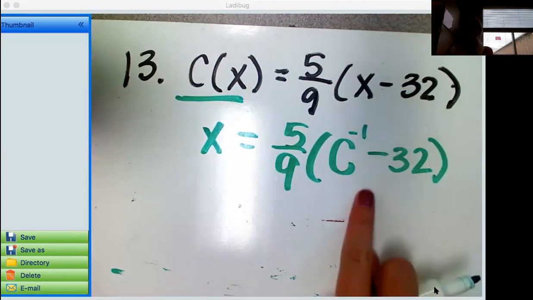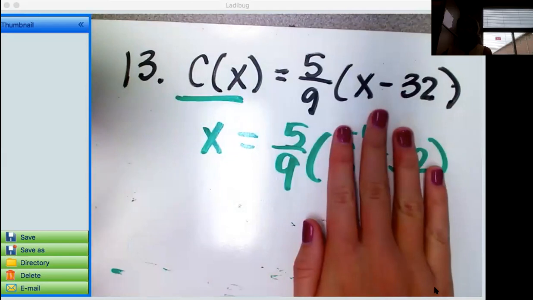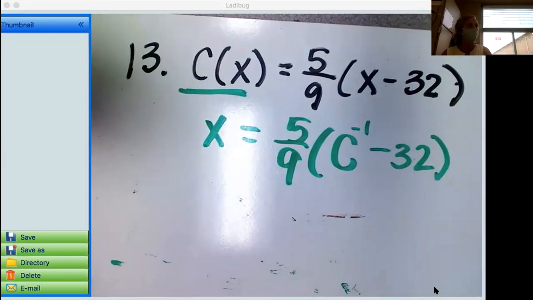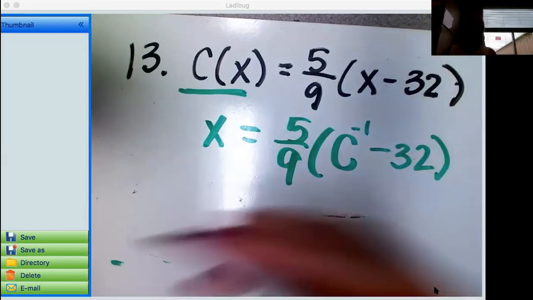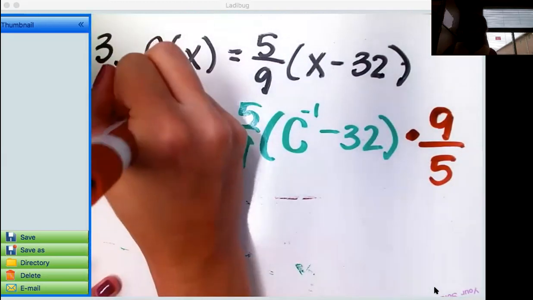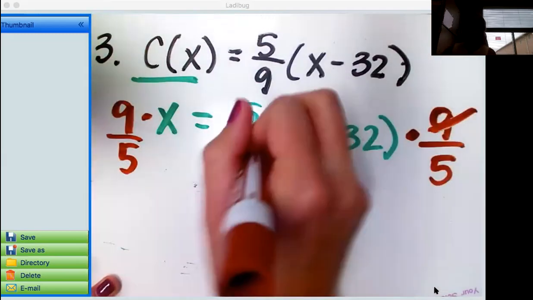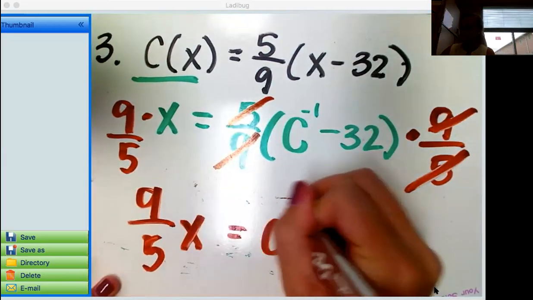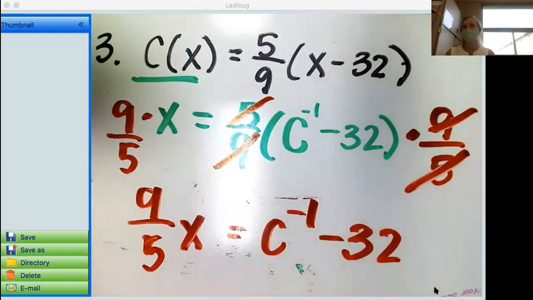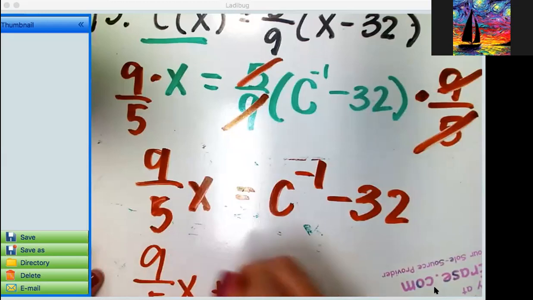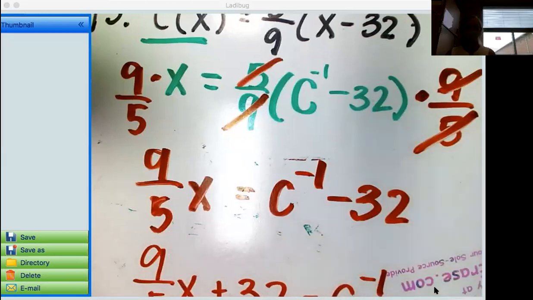All right, so do you guys see how the C is on the inside? That means the first thing we would have to move is the 5/9, but you can't divide by a fraction, so what would we do? There we go, multiply by the reciprocal on both sides. Okay, the 9s cancel, the 5s cancel, that's why that works. So we have 9/5 x equals Celsius inverse minus 32. You okay there? Okay, then you would just add 32, right? 9/5 x plus 32 equals Celsius inverse.